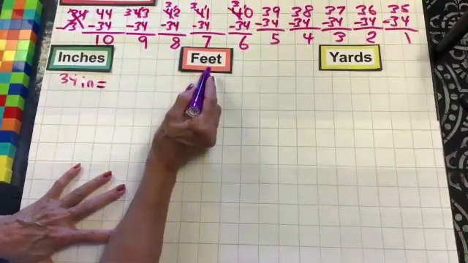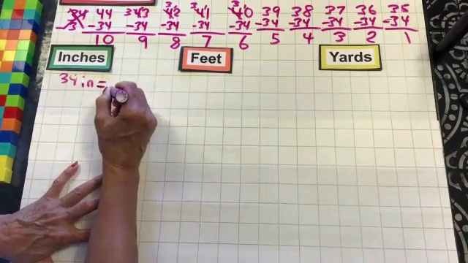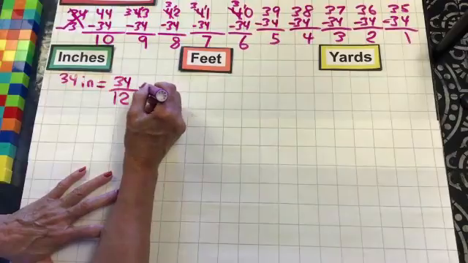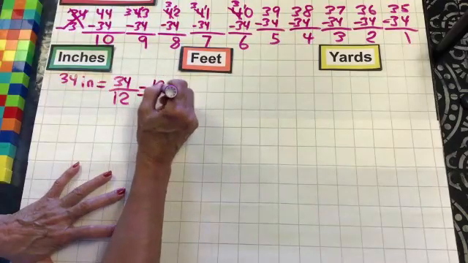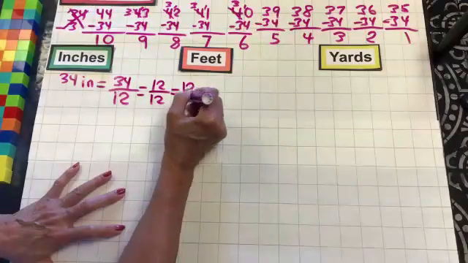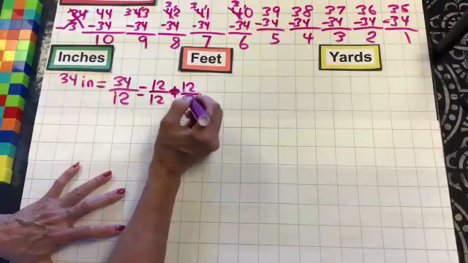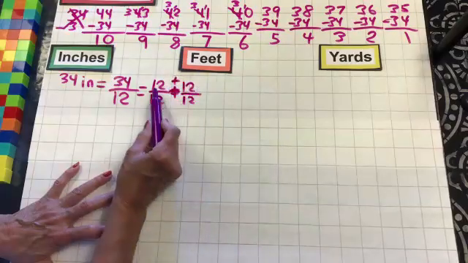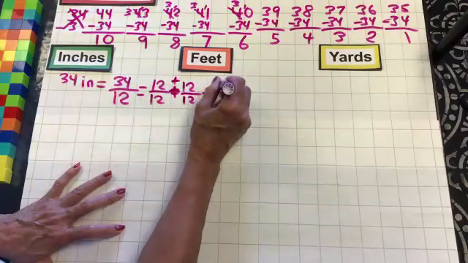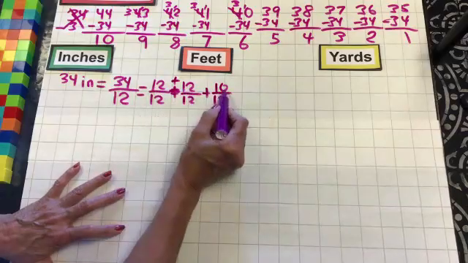We know it takes 12 inches to make a foot. So we're going to put that 34 over 12. And then we're going to break it down. We're going to take 12 out of there once, 12 out of there twice. And oops, I'm sorry. That's an addition symbol there, folks. That's addition. 12 plus 12 is 24. So we have 10 more. So 10 over 12. So 12 plus 12 is 24 plus 10 is 34.